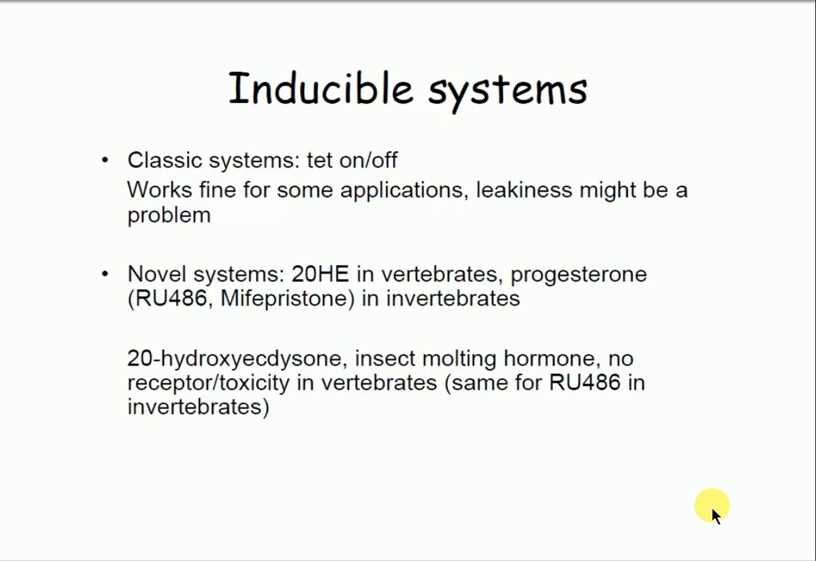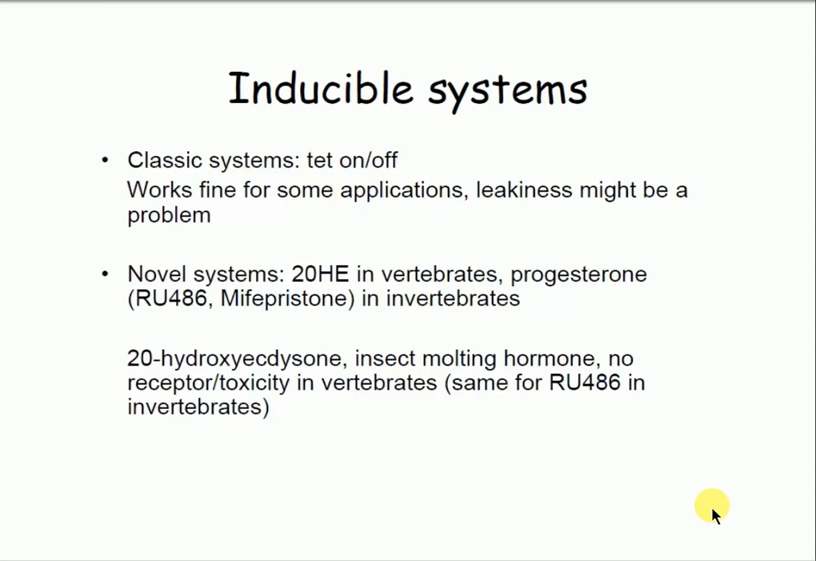There are some novel systems that use steroid hormones. For example, this one uses 20-hydroxyecdysone, which is only present in invertebrates, but not in vertebrates. So this is a naturally evolved system that has very tight controls. And because it is not used in vertebrates, it is of benefit. And the same is true for progesterone, which can be used in invertebrates because they use ecdysone.